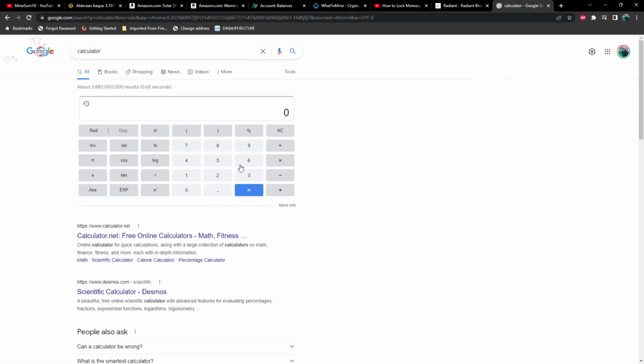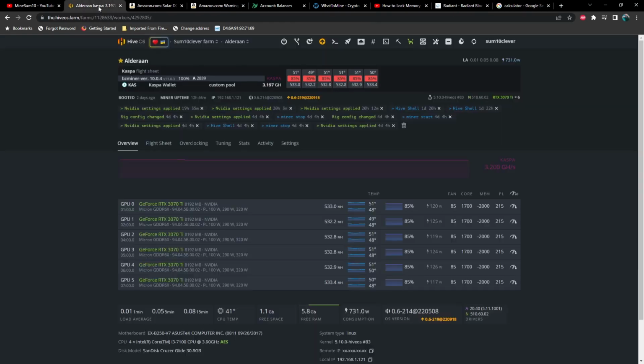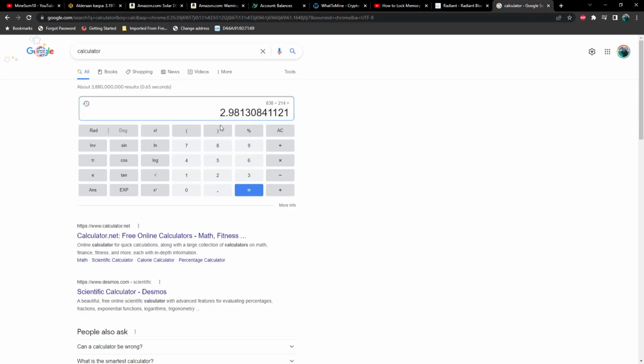All right, so 638 divided by 214 is 2.98 mega hash per watt. Okay, well, let's compare that to now, 533 divided by, let's say, 117. That is an astounding difference.